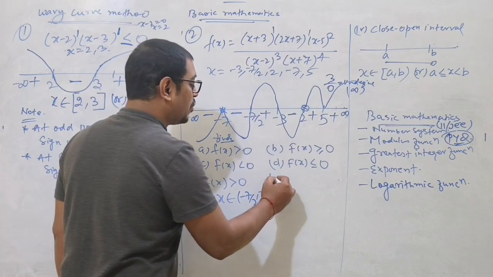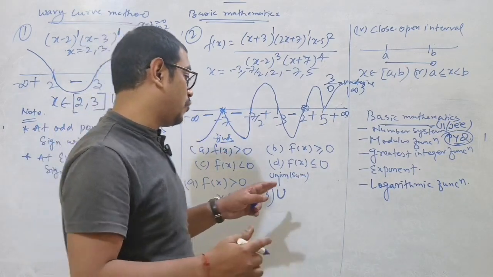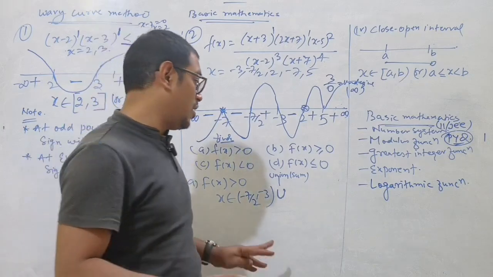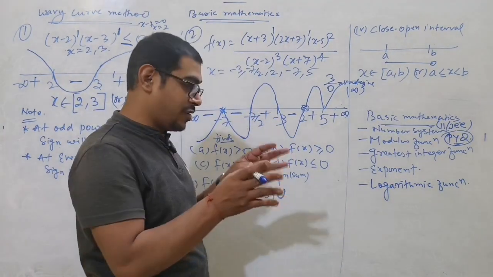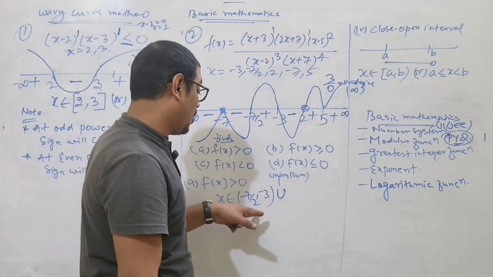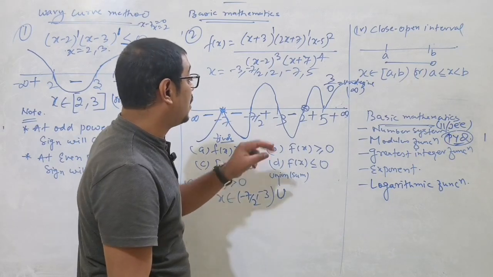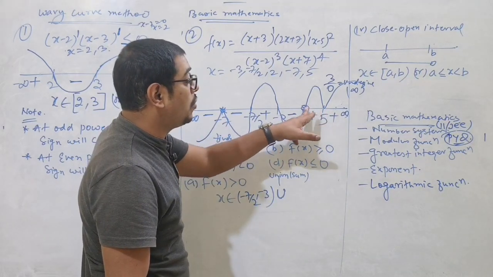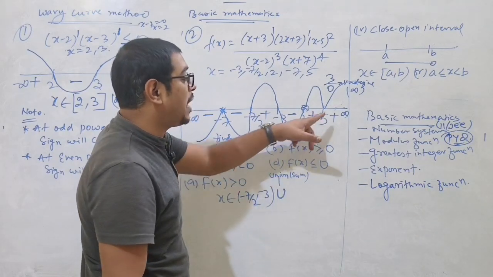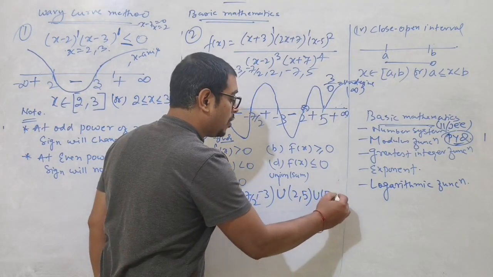Union. Union means sum. We will add the two or three intervals, that is union. This to this, union this to this. So it is just a bridge of two answers, or three answers, or many more. Now plus from here to infinity. What will you write? Here the equal to sign is not there, so you have to write 2 to 5, union 5 to infinity.